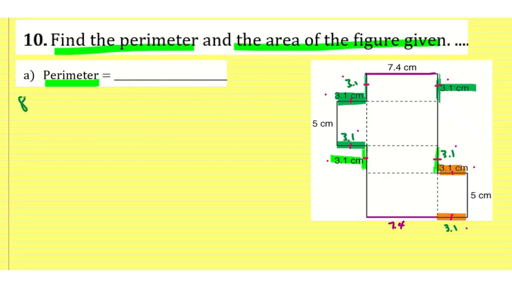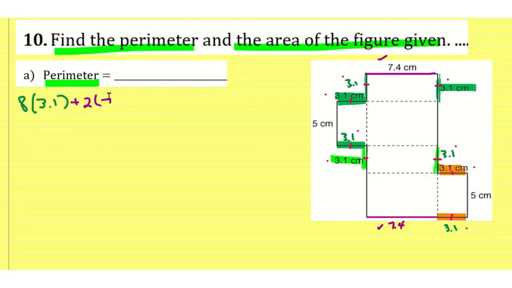I have 8 lengths. So I'm going to say 8 times 3.1. And how many lengths of 7.4 did I have? I had 2. I had 7.4 here, 7.4 here. So I'm going to add 2 of those lengths. So 2 times 7.4.